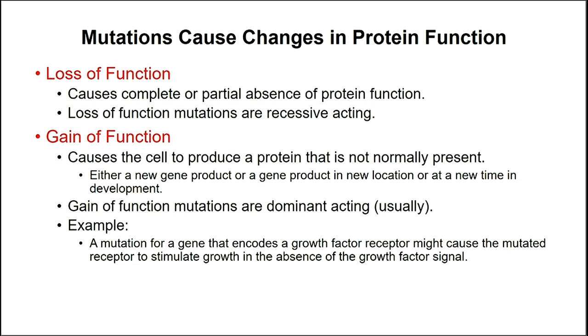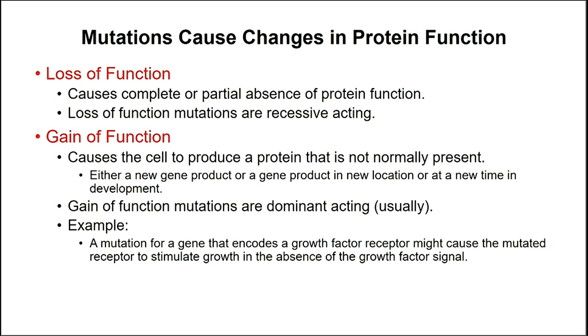Well, what if we have a protein and its whole job is to regulate when these cells should grow and divide, and it waits to receive a signal that says, okay, it's time to grow. Well, what if there's a mutation that causes this protein to no longer need a signal? So now it just grows whenever it wants to. It tells the cell, grow now, even though it's not supposed to, right? So a gene that encodes a growth factor receptor might cause the mutated receptor to stimulate growth in the absence of the signal. So if there's a mutation in that gene that was a gain of function, the gene might be working when it shouldn't be, when it's not supposed to.